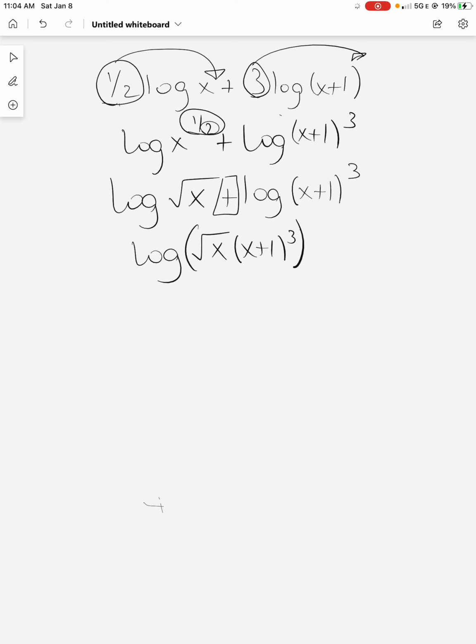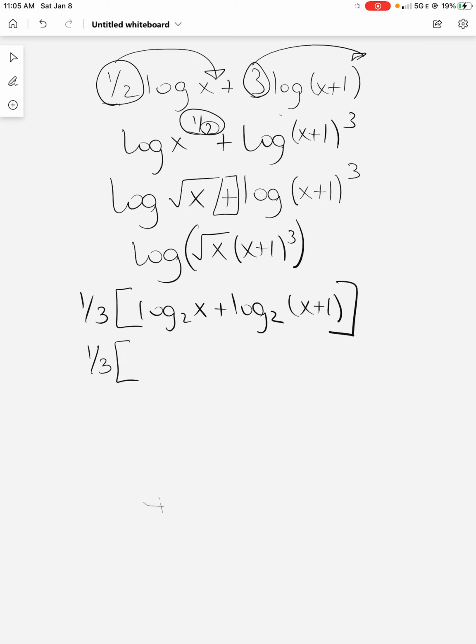Okay, so we'll look at one more, last problem. We have 1/3 times the log base 2 of x plus log base 2 of x plus 1. All right, so the order of operations still holds when you're dealing with logarithms. You need to work inside the parentheses first. So we're just going to leave the 1/3 hanging out and simplify all that we can inside the brackets first. We have addition, so that came from multiplication. So that's the first thing we'll do. We'll rewrite this as log base 2 of x times x plus 1.